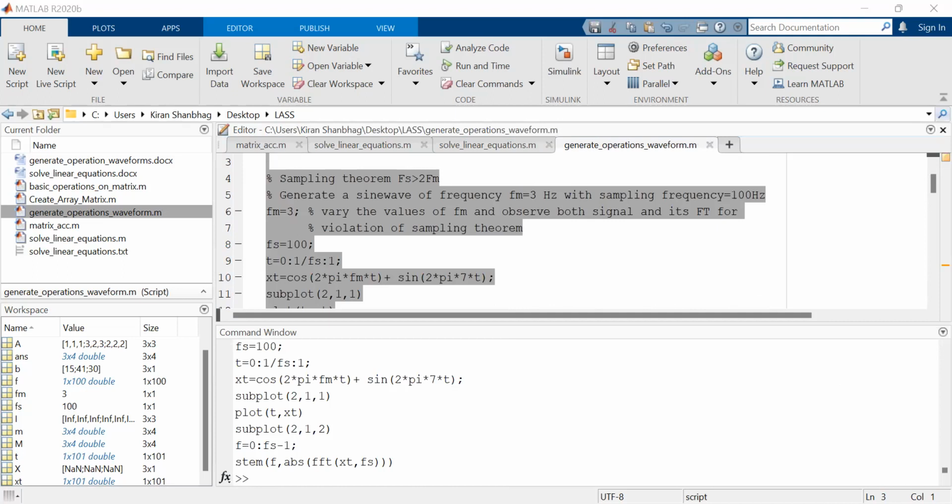Yes, wait a second. Wait a second. New share. Yeah, there we are in the figure.